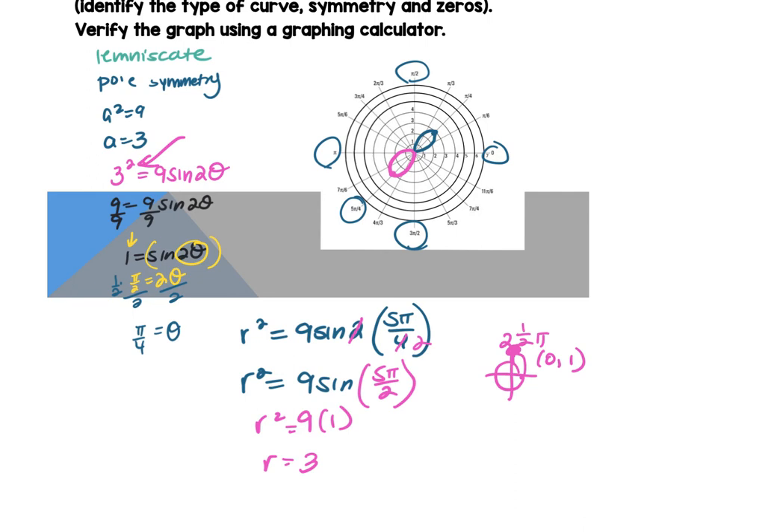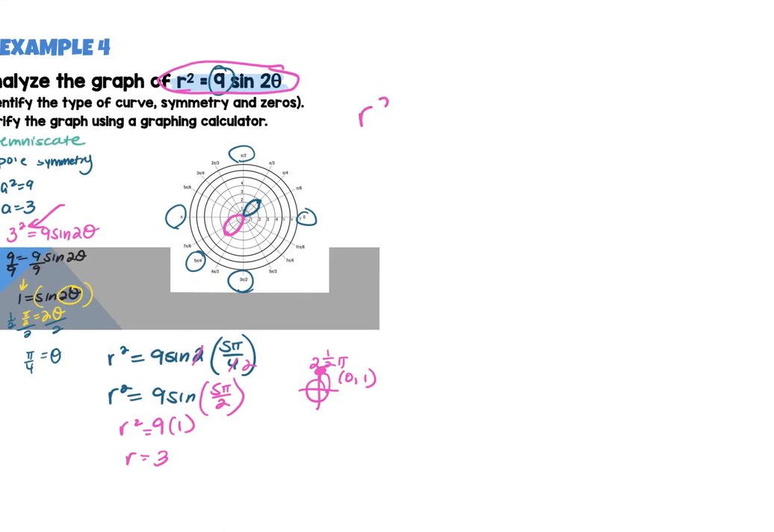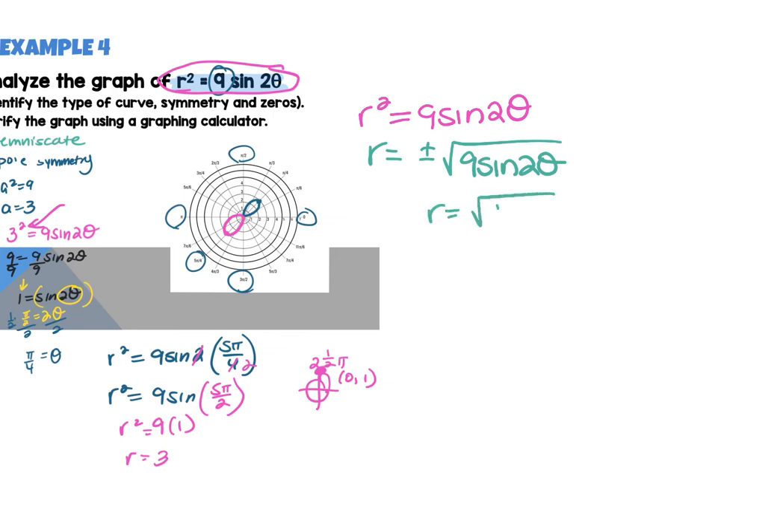Okay, now we're going to use the graphing utility to verify. So here's the catch with roses. With lemniscates, this is not an r equals. So if I want to plug this in, what do I have to do to this equation first? Square root. I have to do plus and minus the square root. So I would get r equals plus and minus the square root of 9 sine 2 theta. Now you don't have to go through the work of actually square rooting that, but this means you have to enter in two equations. One is going to be a positive square root 9 sine 2 theta, and one is going to be a negative square root 9 sine 2 theta.